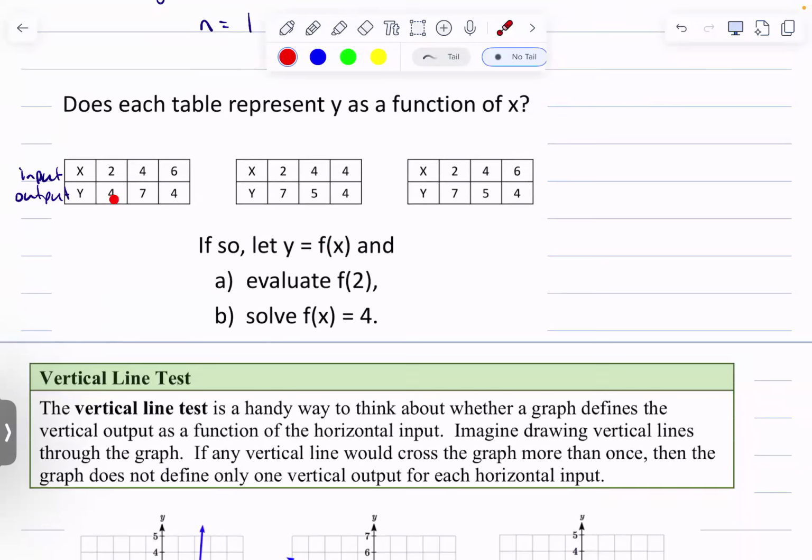Looking at our outputs might be the best place to start. If we have multiple outputs, then we just make sure that it's allowed. So I have 4, 7, and 4. And so 2 gives a 4 and 6 gives a 4. I'm okay with that. Imagine how the lines are going. If 2 is going to 4, but also 6 is going to 4, that's okay. This one is a function.